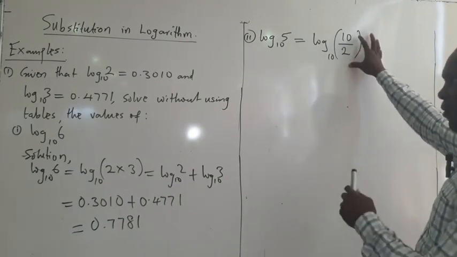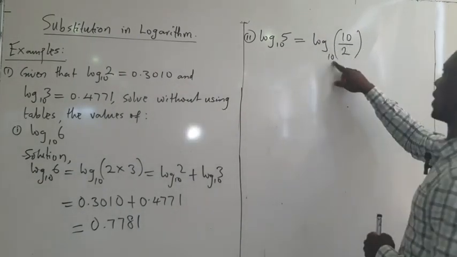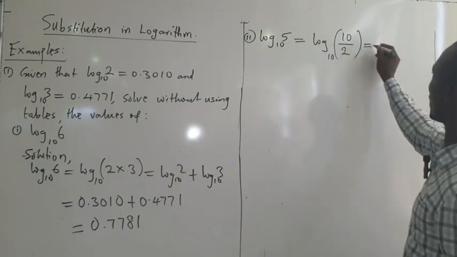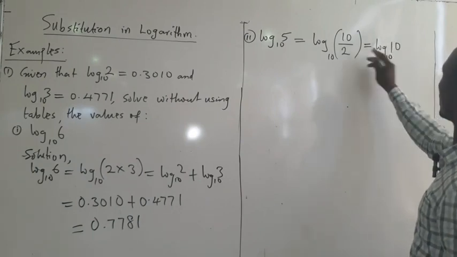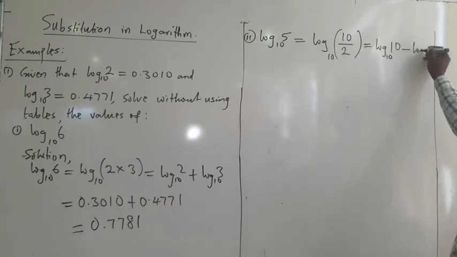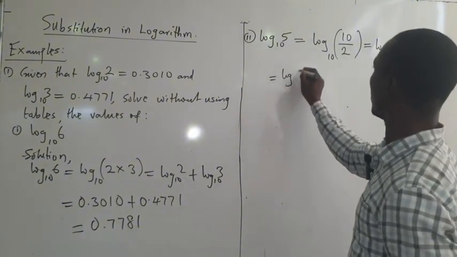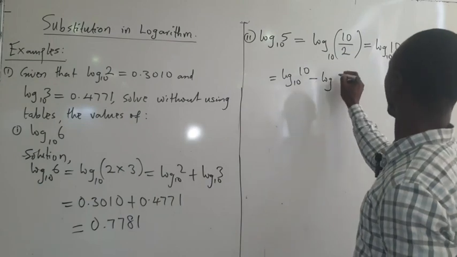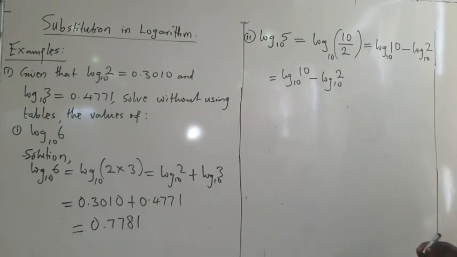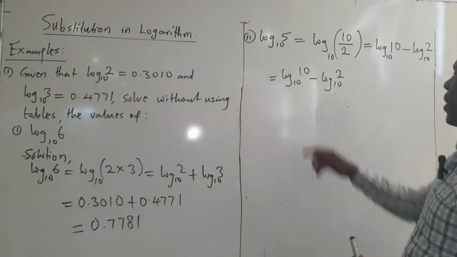We have another law of logarithm which we call the division law of logarithm. So we are going to have it as log 10 base 10. Division we change to subtraction, so minus log 2 base 10. So we now have log 10 base 10 minus log 2 base 10. And what is log 10 base 10? This is another law that says the log of a number that carries the same base will be 1.